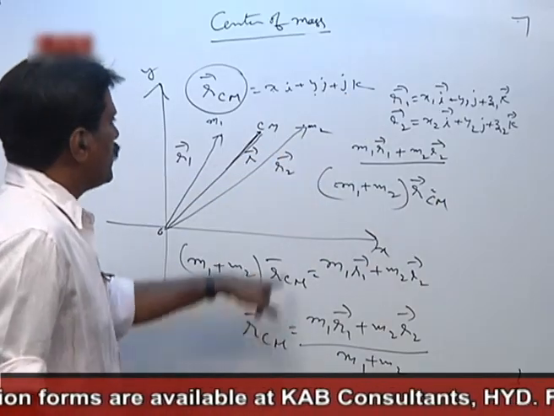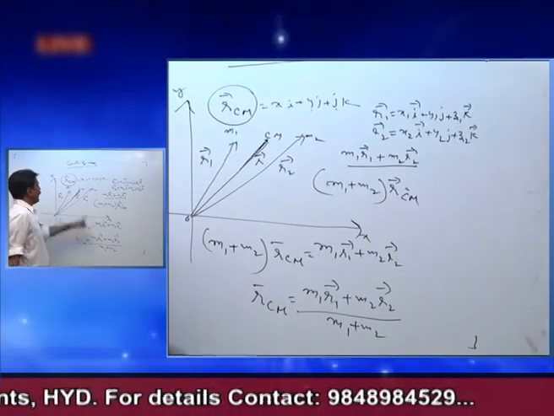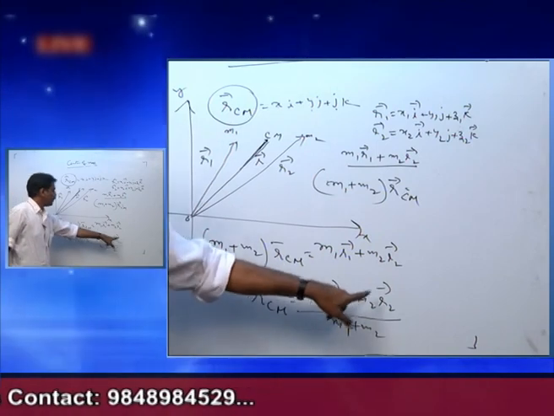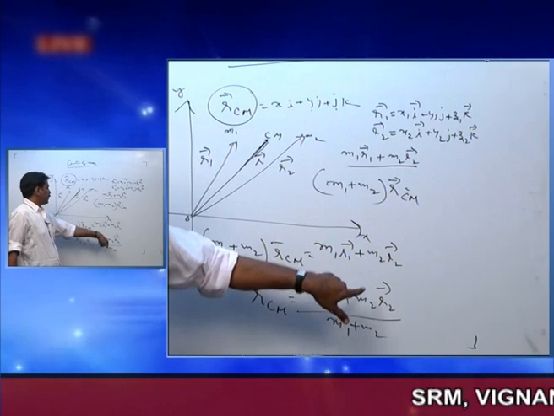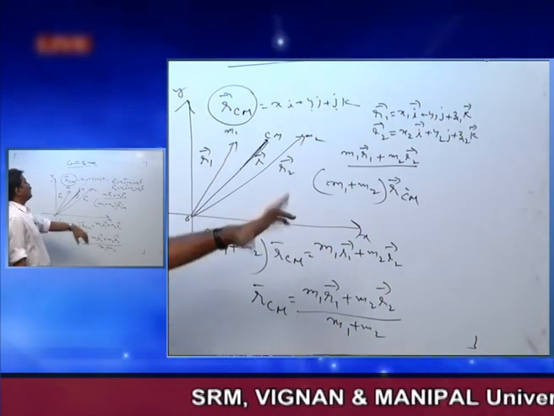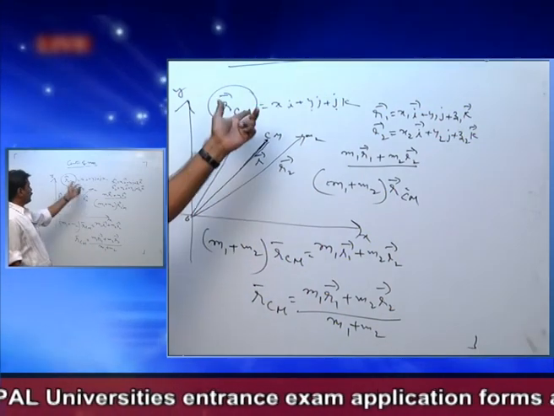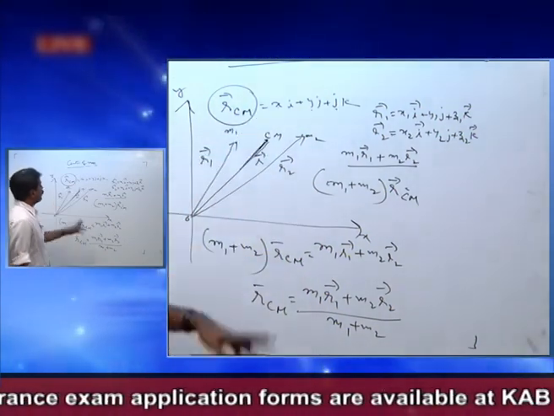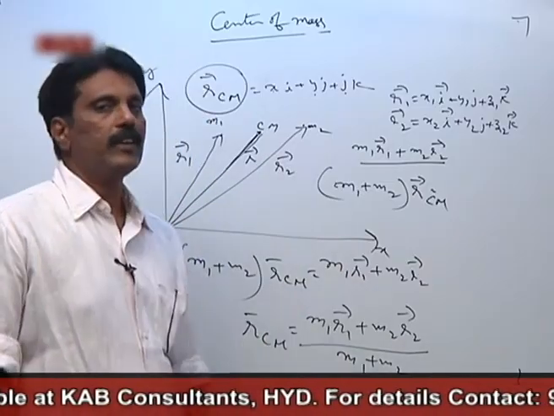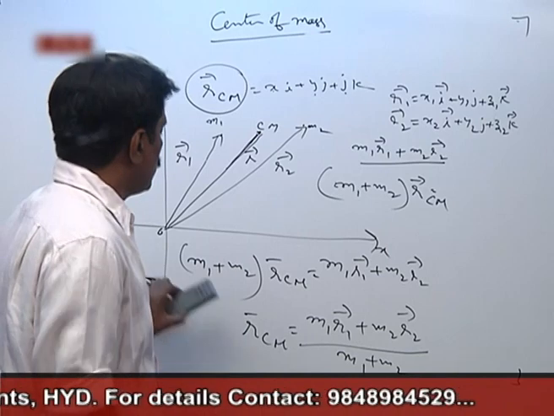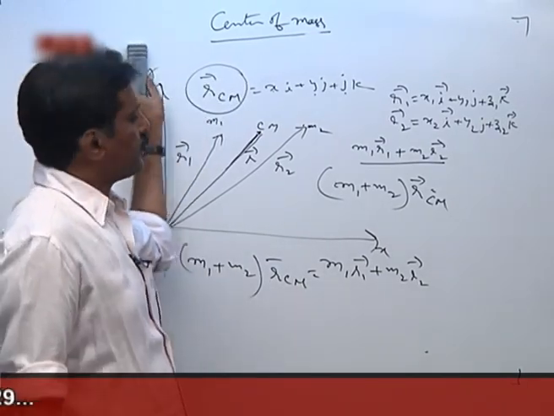From this equation you will get three equations for x, y and z. If you write the corresponding values, XCM will become m1 x1 plus m2 x2 by m1 plus m2. Similarly, YCM will become m1 y1 plus m2 y2 by m1 plus m2 and so on. That is why we can get the values of XCM, YCM, ZCM in this method also. This is another way of deriving the relation for the x, y, z coordinates of center of mass.